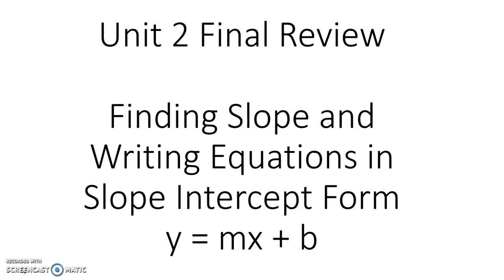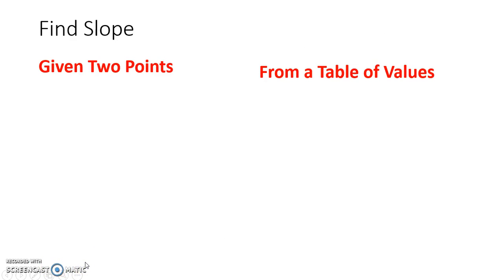Hello class, welcome to the Unit 2 final review on finding slope and writing equations in slope-intercept form, y equals mx plus b. We're going to look at finding slope given 2 points and then from a table of values.